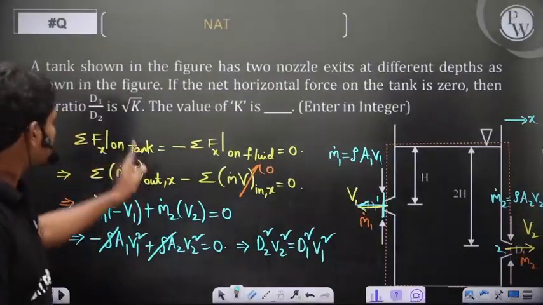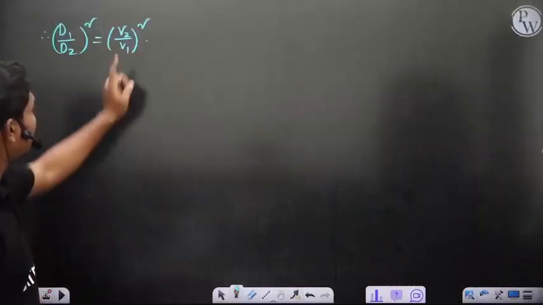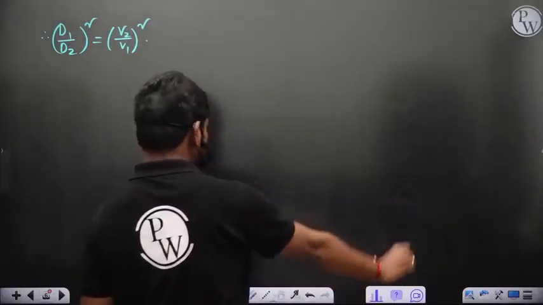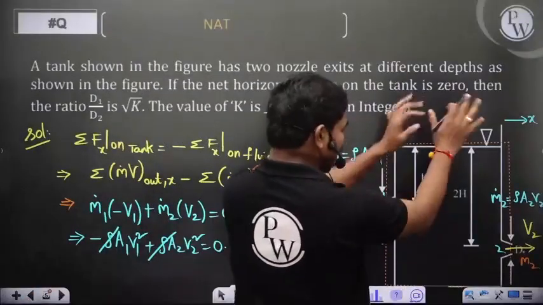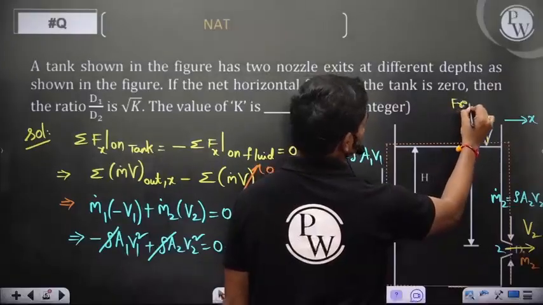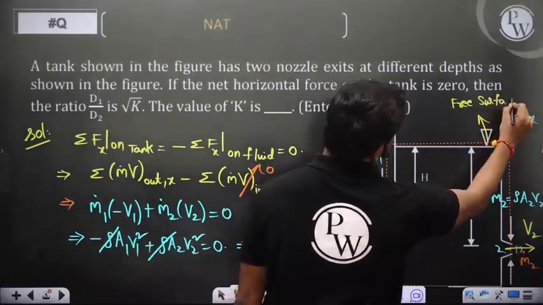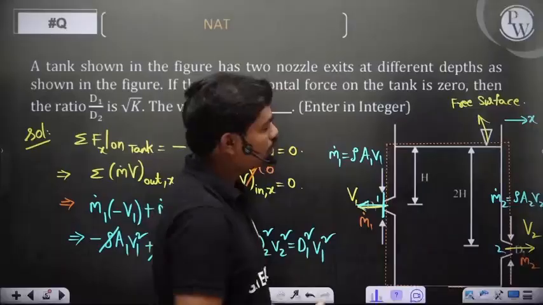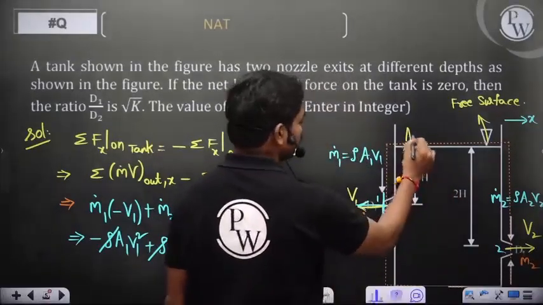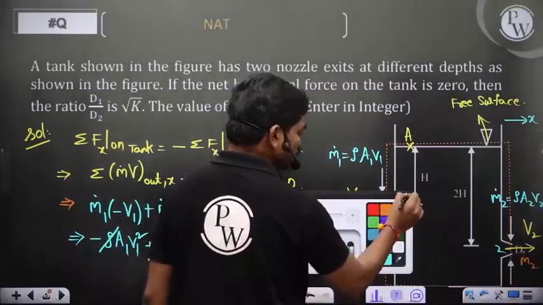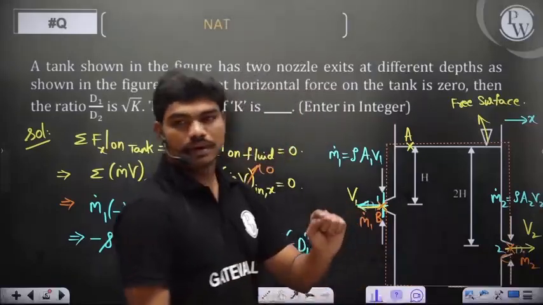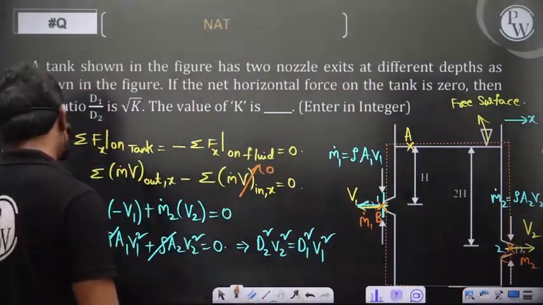Now let's see, we need to calculate what is v2 by v1. So how will we find v2 by v1? We will apply the Bernoulli equation. This tank is open to atmosphere, it's a free surface. This tells you that it's a free surface. So if this is a free surface, then apply the Bernoulli equation between this point, say for example A, and this point at the exit B, or A and C. Now if you apply Bernoulli equation between point A and point B, look what happens.